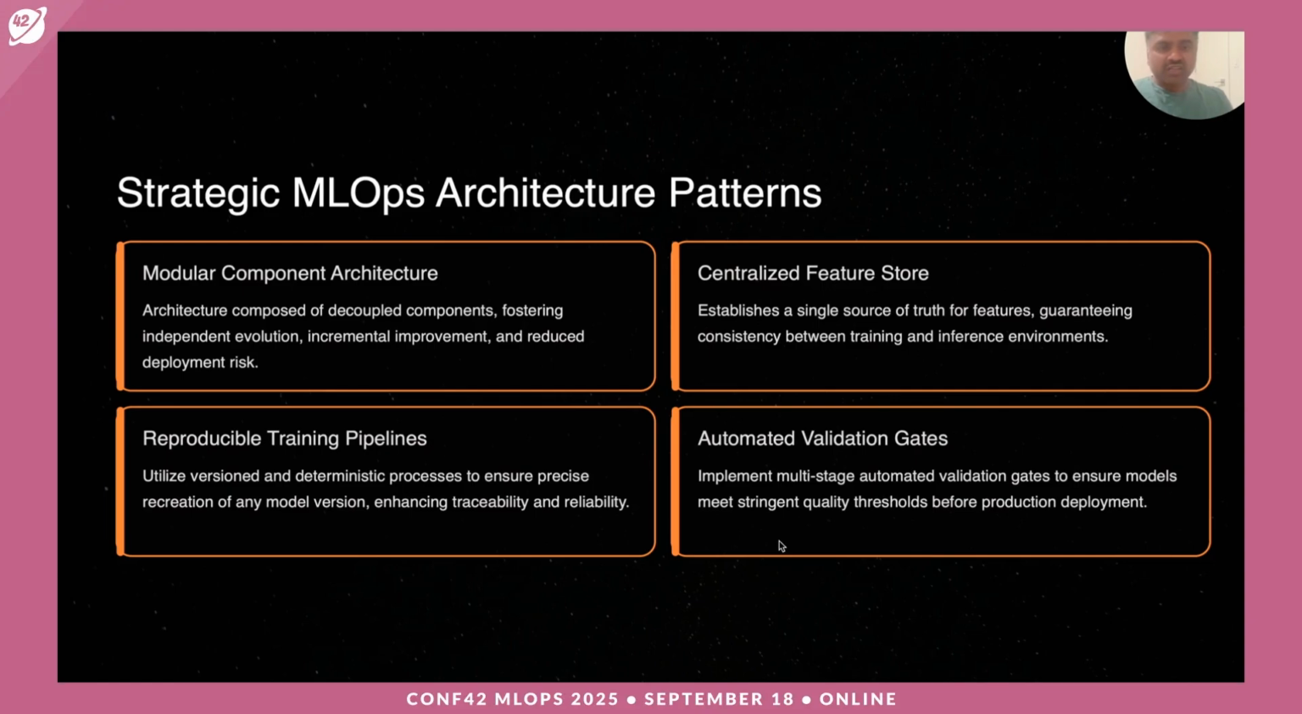And the other important thing is also having an automated validation pipeline. So at every stage, having model automation in terms of those validations at every step of the way is extremely important as we scale our systems.